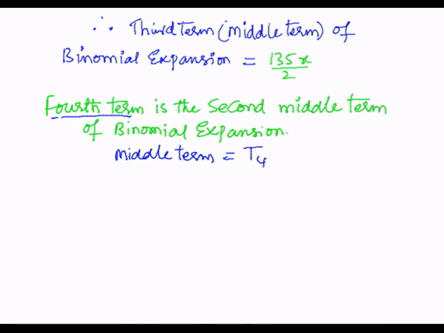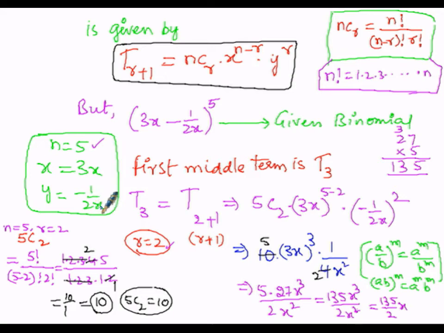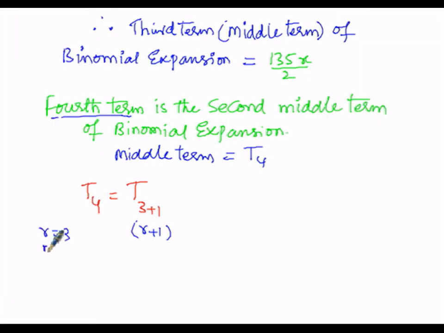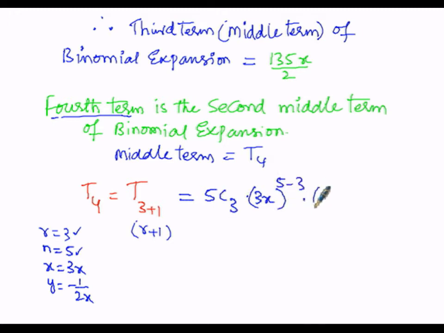In order to find T4, T4 can be written as T r plus 1, that is 3 plus 1. So here r is equal to 3, and in the expansion n is 5, x is 3x and y is minus 1 by 2x. So x can be replaced by 3x and y by minus 1 by 2x. Then that is equal to nCr, that is 5C3 into 3x to the power of n minus r, that is 5 minus 3, into y to the power of r, so minus 1 by 2x whole to the power of 3.